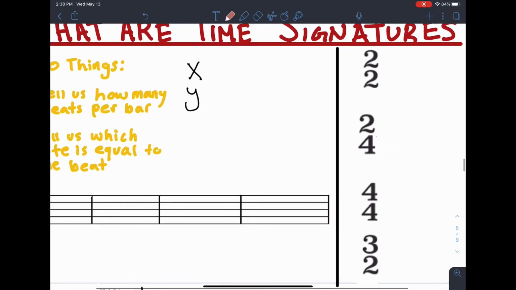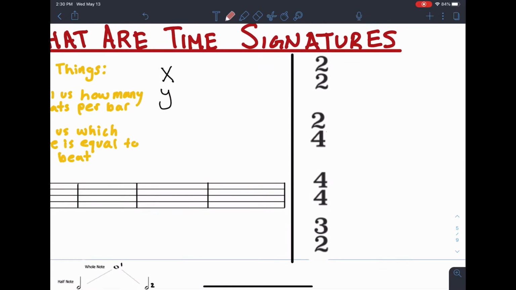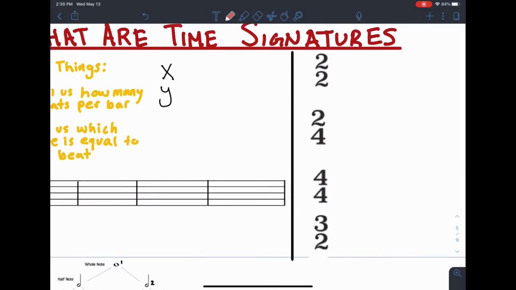On our right here, I copied out four different examples of time signatures. As you can see, a time signature looks like two numbers stacked on top of each other. The first one we see up here is 2/2. So here's the first 2, I'm circling it, 2/2. That's how we say it. The second one is 2/4. This one is 4/4, and this is 3/2. Right now, that probably doesn't mean anything to you, which is totally fine, which is why I'm here.